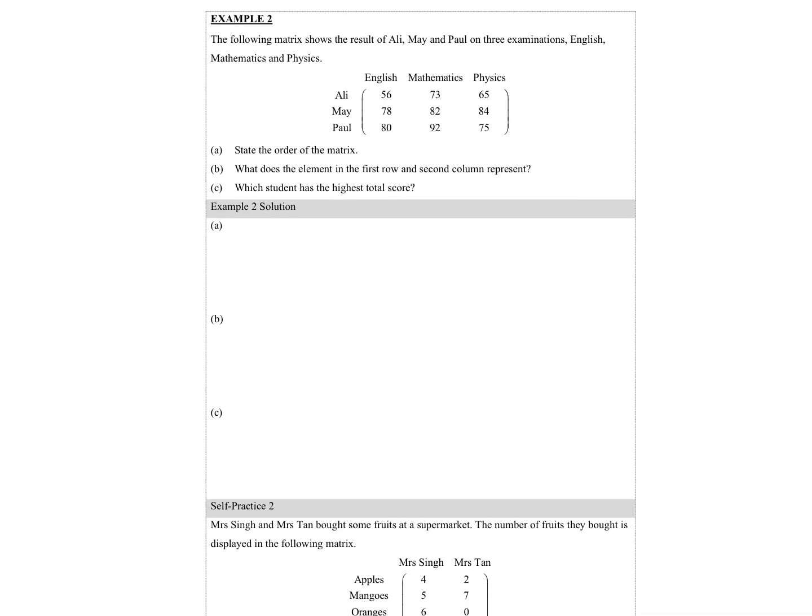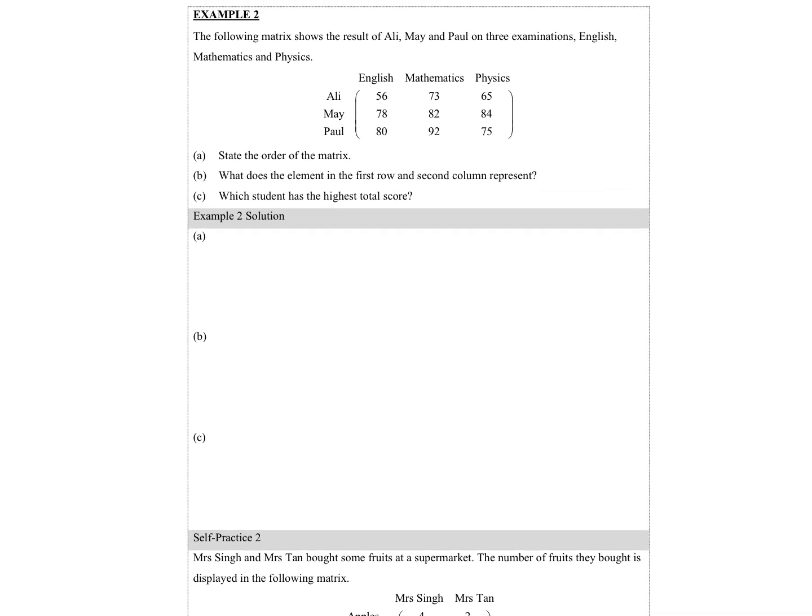Okay, next one. What is the order of this matrix? How many rows and how many columns? Sailesh, what is the order? So right like that, 3 by 3. Wonderful. You better know, you want to be a nurse or not?